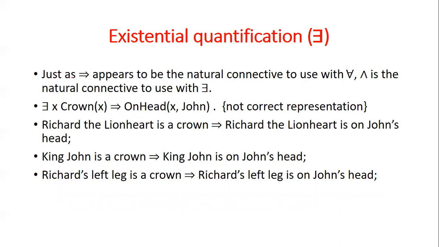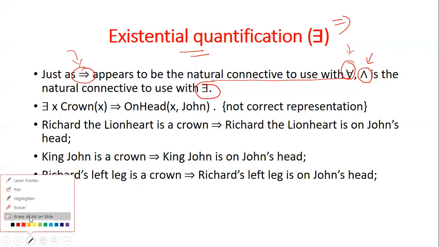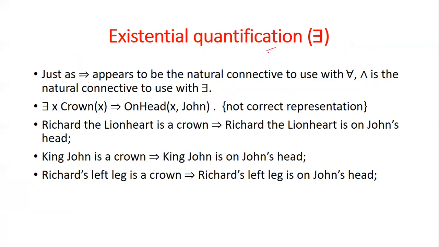As we have discussed earlier, implication is the natural connective to be used with for all, that is, universal quantification. Similarly, conjunction, or and, is the natural connective with existential quantification. For existential quantification, you cannot use implication. That will create some issue. We'll discuss one example for that, showing why we should not use implication with existential quantification.